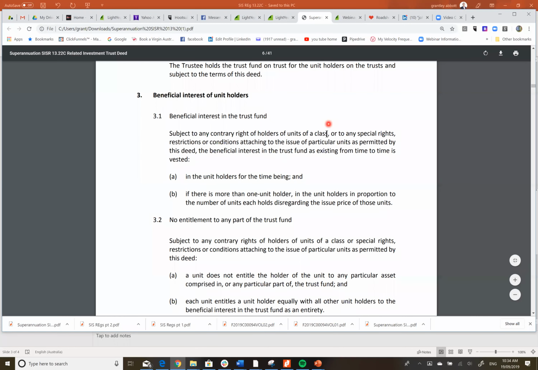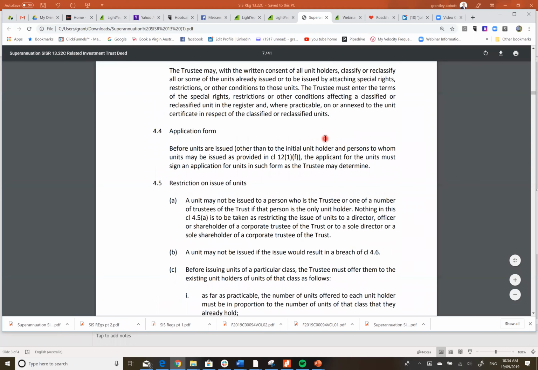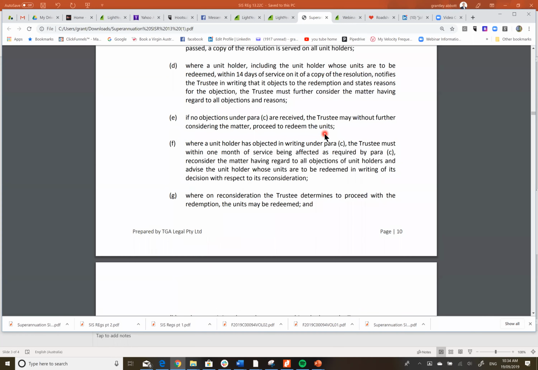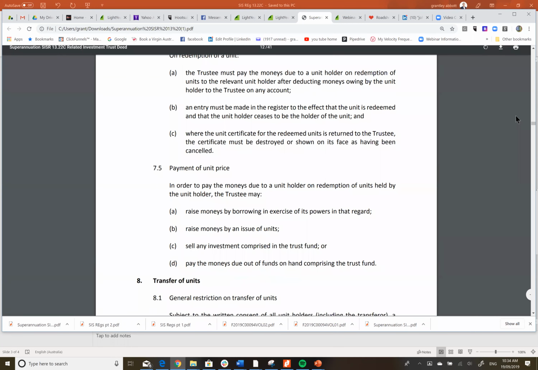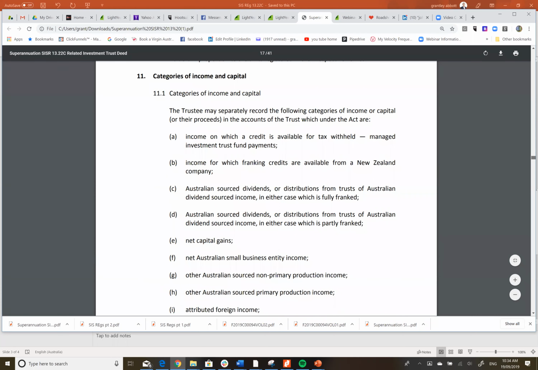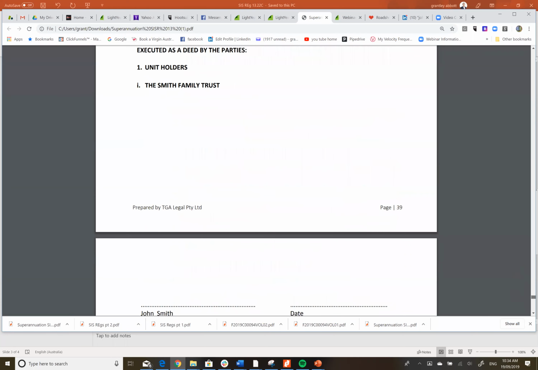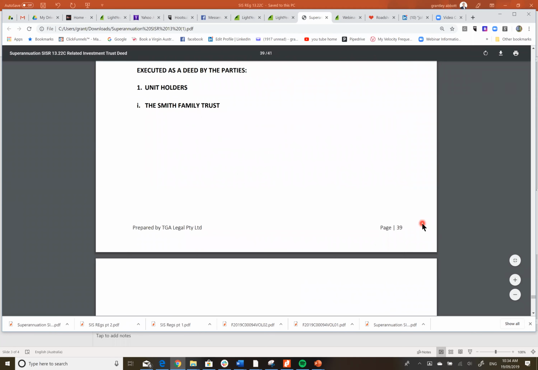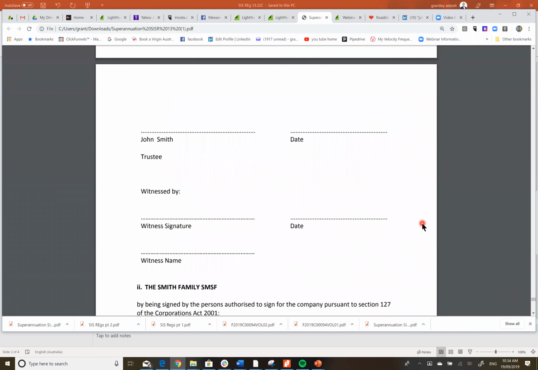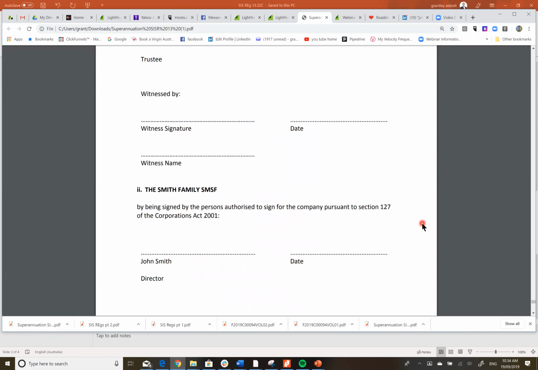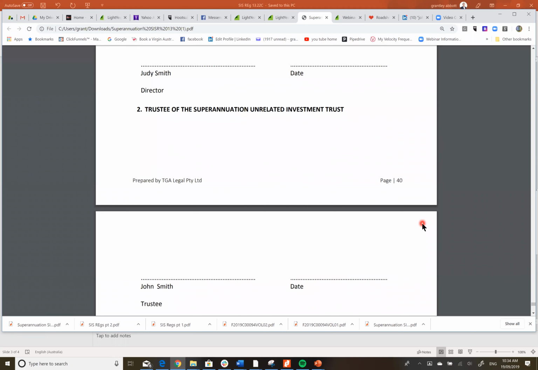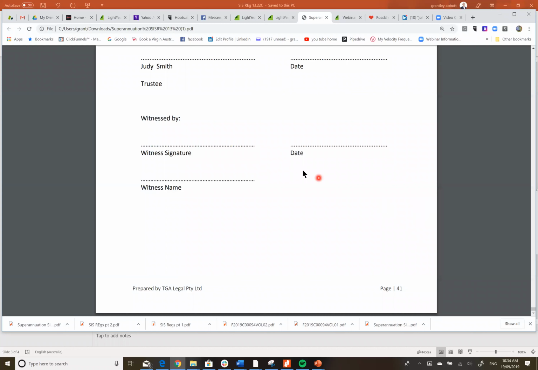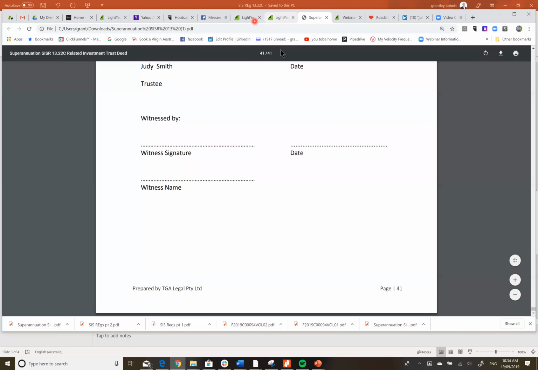We've got all the beneficial interests of the unit holders, what happens on death, so on and so forth. So you can read through all of that if you want to. It's quite a long document, but it's got all the nuts and bolts there. And then we execute it by the unit holders. So it's the trust, where there's individuals witnessed, and then the Smith Family SMSF, and then the unrelated investment trust. So that's essentially the guts of the document we've got there.